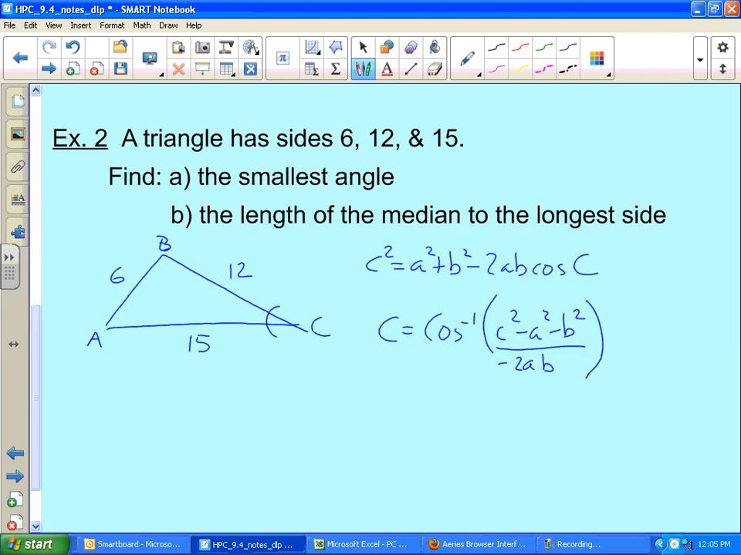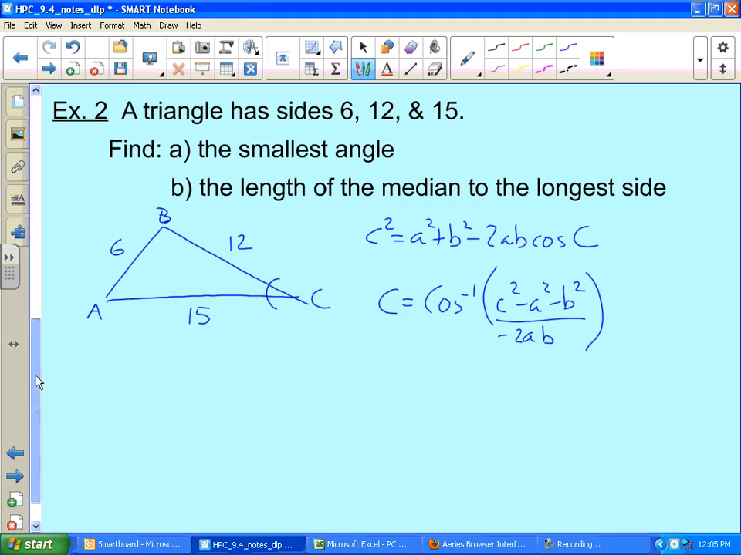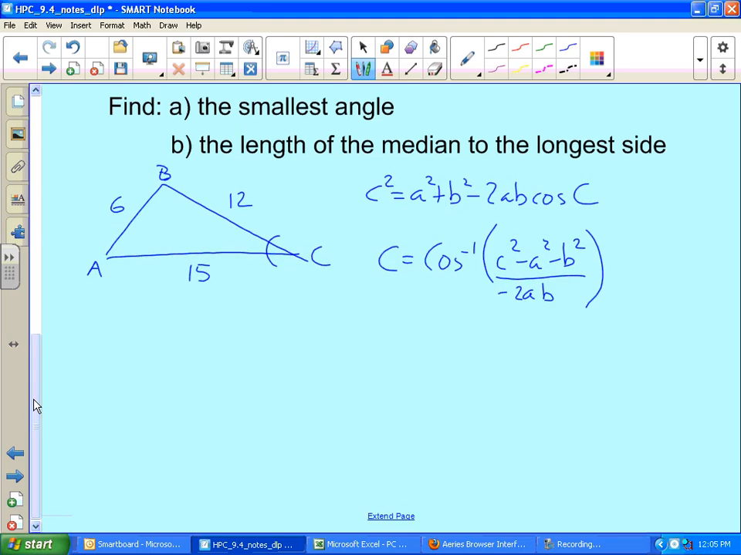And then fill it all in. So somebody shout out an answer here for me. Now, you got to pay attention. What is C? C is 6. So I got 6 squared minus 12 squared minus 15 squared, all over negative 2 times 12 times 15.